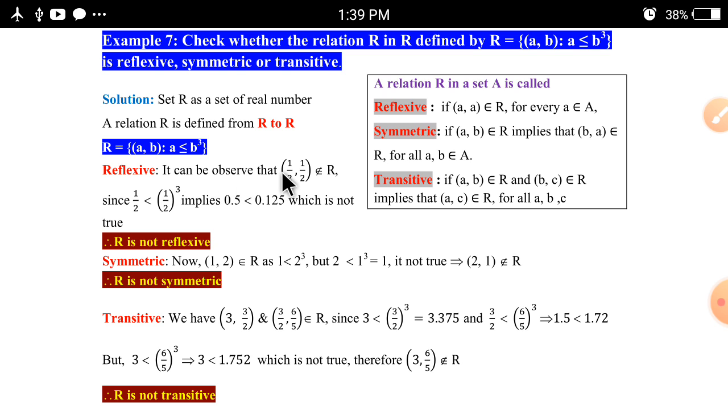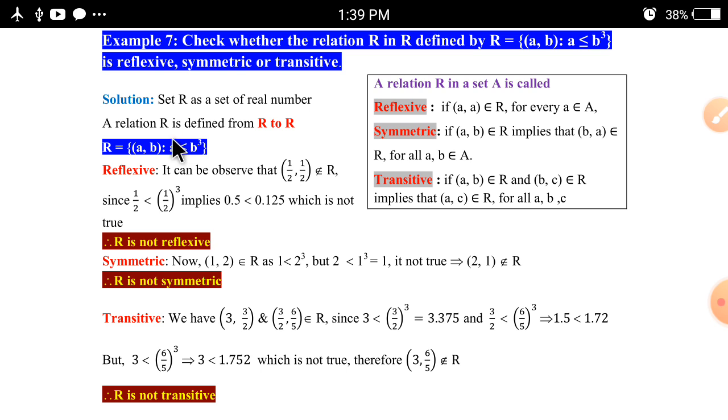Okay, here suppose I take 1/2. 1/2 is a real number. Do you agree? Okay, 1/2 is a real number. It has the ordered pair (1/2, 1/2). Is it there in the relation R? So now check, applying the definition a is less than or equal to b cube.